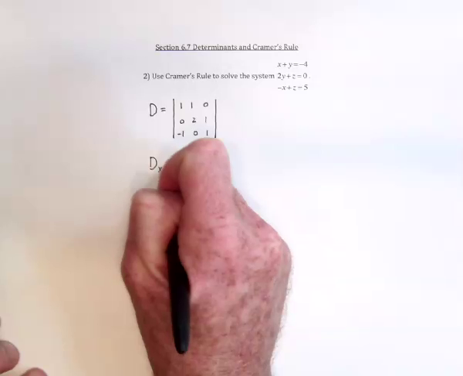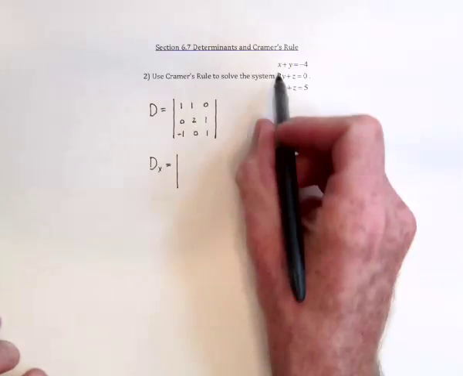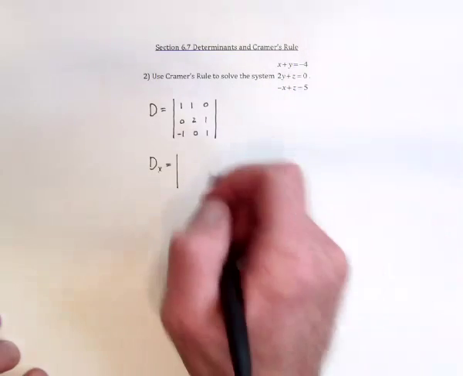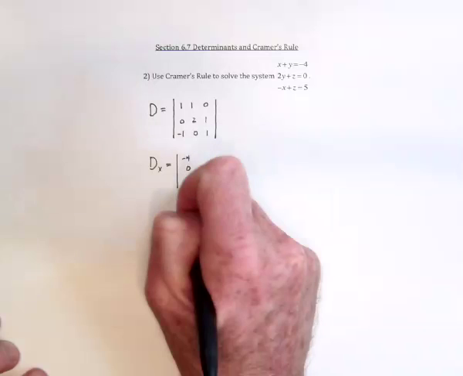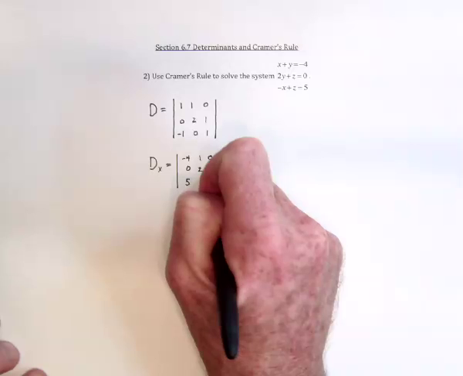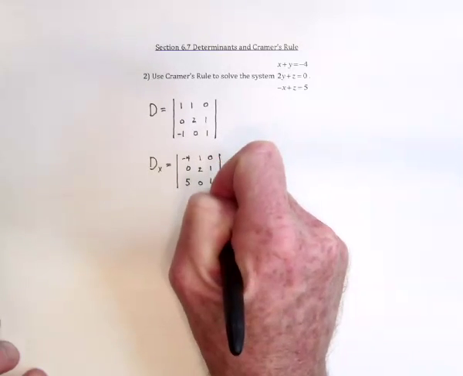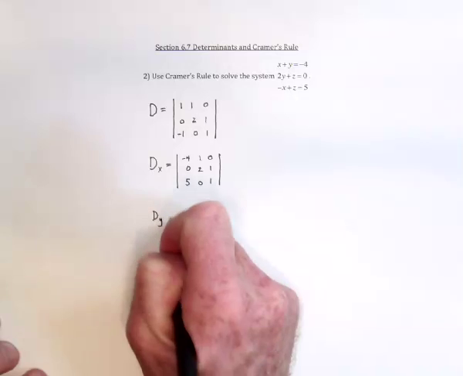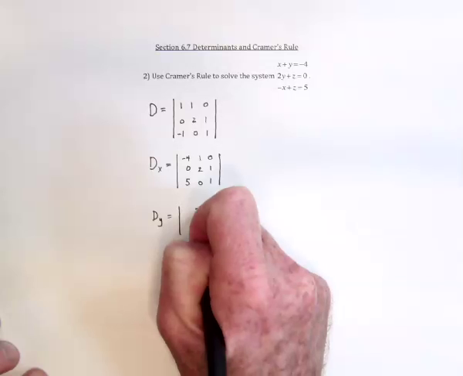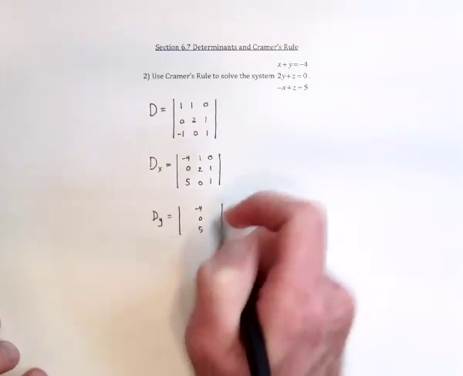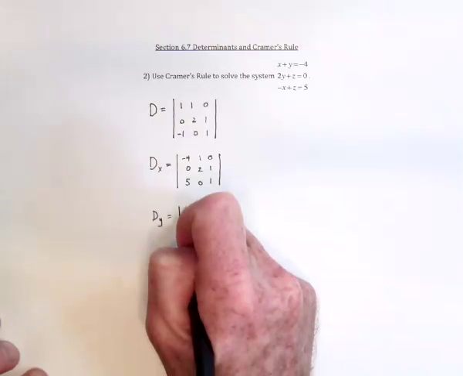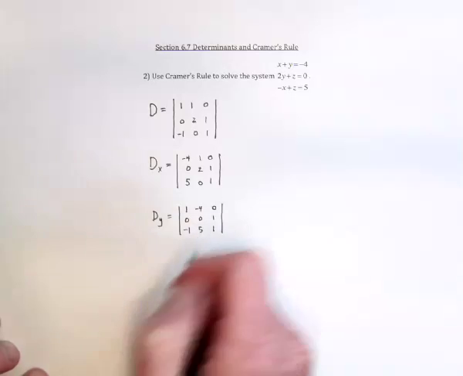And now for Dx, take the first column, which is for the x's, and replace it with the -4, 0, and 5. Otherwise, the matrix stays the same. And then for Dy, put those constants in the middle column, but go back to the original coefficients for z and the original coefficients for x.